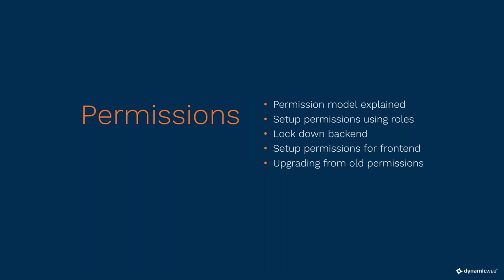So let's switch to talk about the permission system itself. First, I'll just explain the permission model, how it works. And then I'm going to use the roles I defined in the user and group types to set up some permissions that are role-based. Then I'm going to lock down the backend totally so I cannot see anything. And then I'm going to set up some permissions for the front end and tell you how to upgrade from old permissions to new permissions, because this is a new permission system that needs to be enabled before it works.